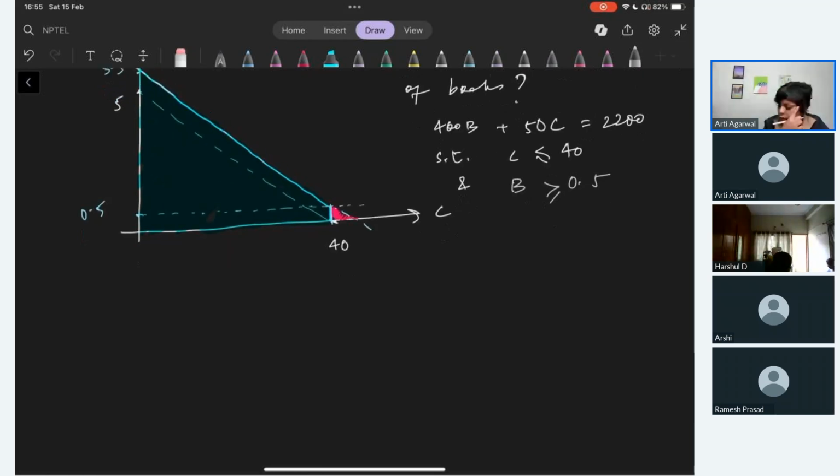I'm not simplifying it further. If you want, you can. It's the same thing. 400B plus 50 into 15 is equal to 2200. So you can just calculate this. Let me open the calculator.